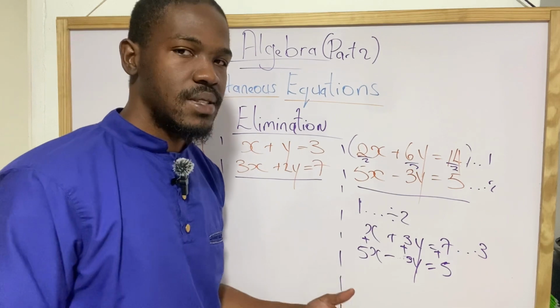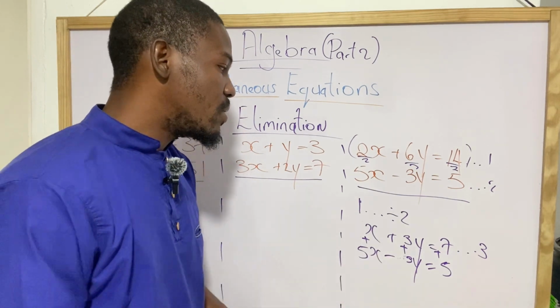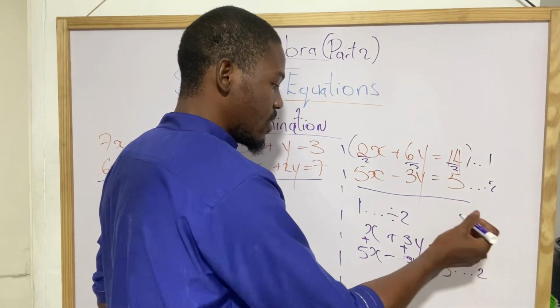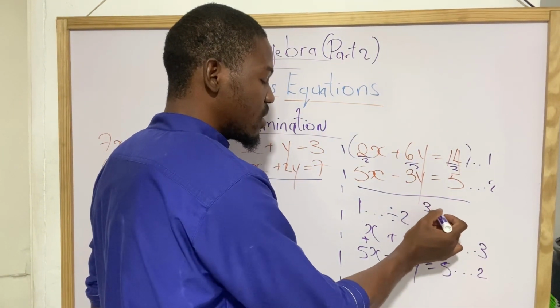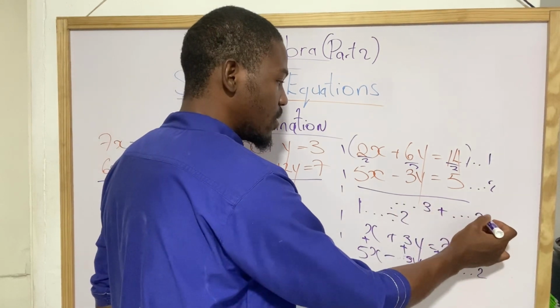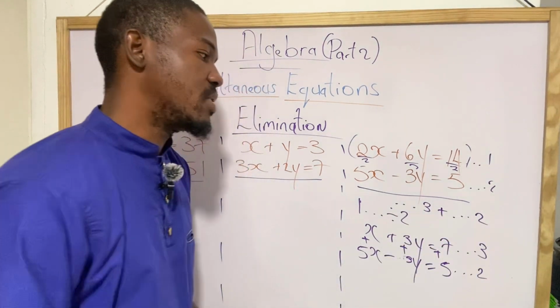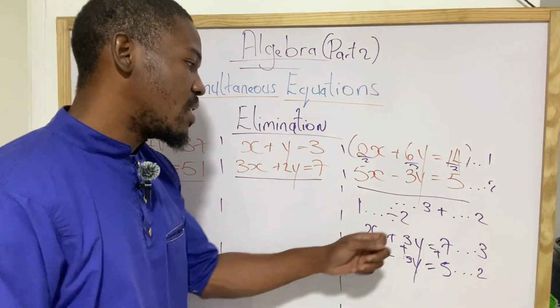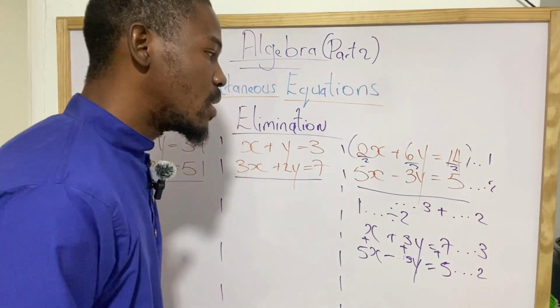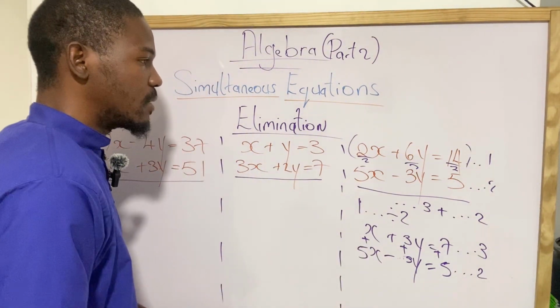So we're going to just mix things up. Here we are now going to take equation 3 and add it with equation 2. So we're just adding the two equations. Just have that in your mind, and you can go ahead and try that one. So that's one possible method.